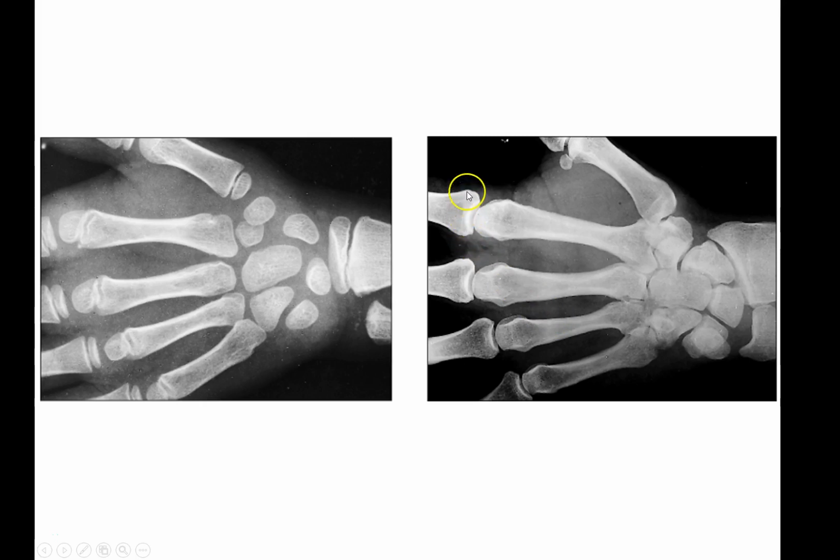The other ones are a little harder to see. You can see a little bit right there, right through there. So it all depends on the angle of the hand when they shoot the picture, but that's that growth plate. So they can see what's going on there. Now, back to her question.